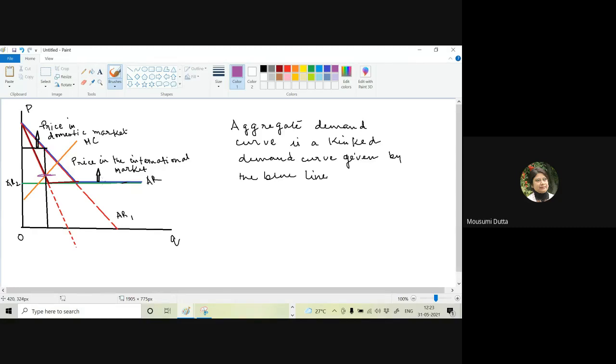So what we are finding is that the monopolist is practicing different prices in different markets. So the monopolist is a discriminating monopolist. All these micro issues you will learn again in the next semester. However, to introduce the issue of price discrimination, I am telling you all these points. Okay?